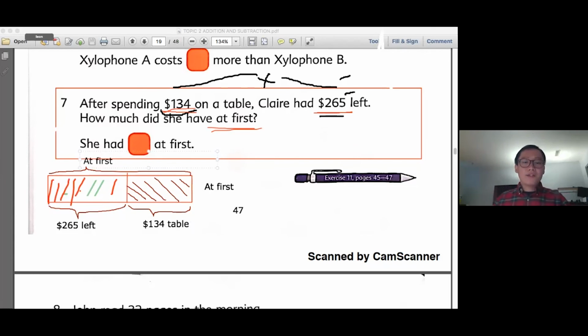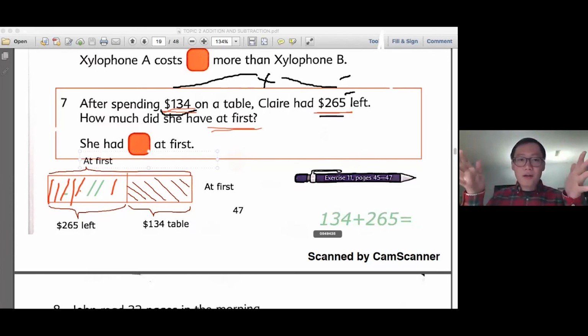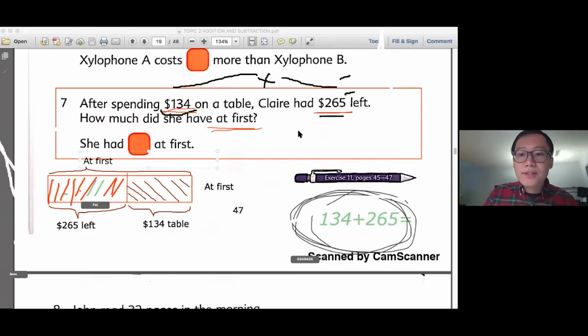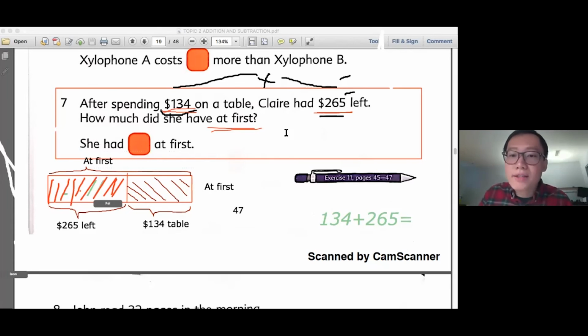Okay, so you can see this is very clear if you use model drawings, right? At first, you have a big bar. The big bar has a part that is how much is left and the other part that she spent on the table. So obviously, we need to add the two numbers together to find how much at first, right? It's very clear, right? Two parts together will make the whole part. Right? So at first, somebody already wrote that, so that's correct.